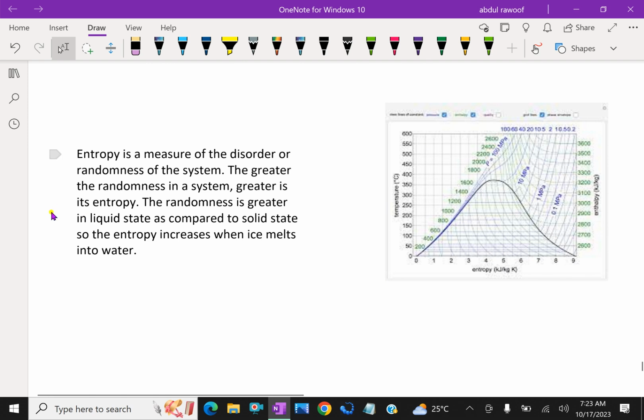For further discussion, entropy is a measure of the disorder or randomness of the system. The greater the randomness in a system, the greater is its entropy. The randomness is greater in the liquid state as compared to the solid state. So the entropy increases when ice melts into water.